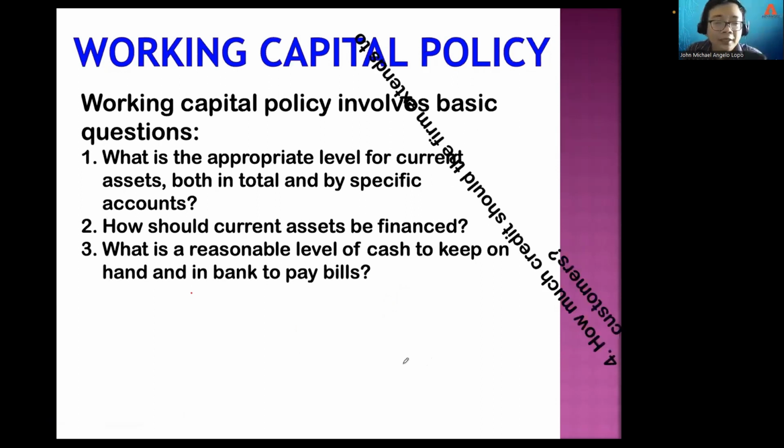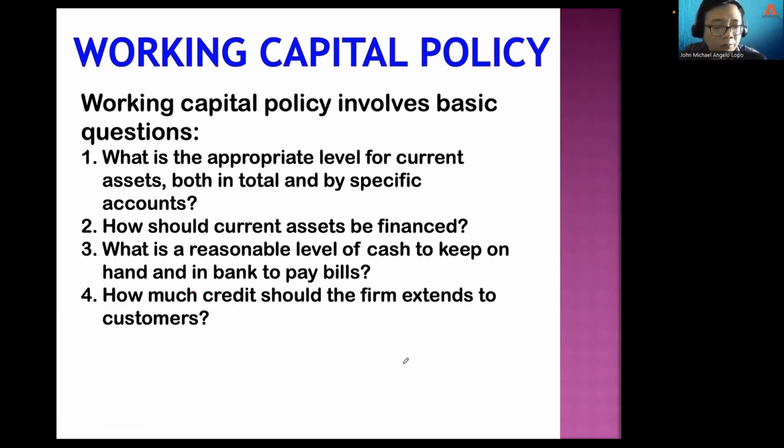Alright. And number 4, how much credit should the firm extend to your customers? We will discuss later about your account receivable. Sabi ko nga kanina, yes, you have a lot of sales, but yung sales mo naman ay nasa AR and you have problem in terms of collection. Meaning, you should have good account receivable management.